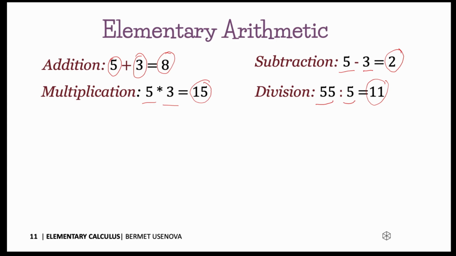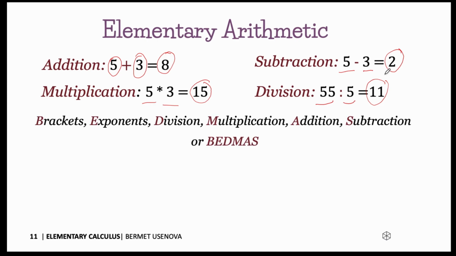The order of operations is very important in a situation when we have several operations at the same time. For this, there is a rule that we follow, and it's called BEDMAS. It just means brackets, exponents, division, multiplication, addition, and subtraction. It's just the first letters of them, which forms one expression, BEDMAS.